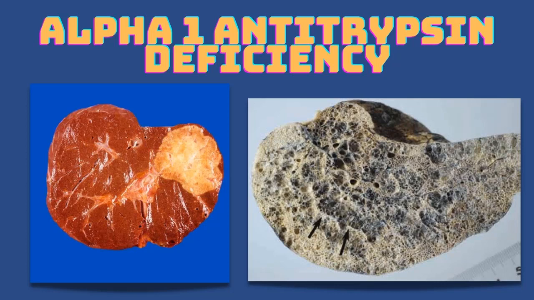Is that not a little bit analogous to what we just said about Duchenne's versus Becker's? In Duchenne's, you don't make dystrophin, and in the one that has panacinar emphysema, you don't make alpha-1 antitrypsin. Right? I mean, did I say muscular dystrophy? In Duchenne's, you don't make dystrophin, whereas in panacinar emphysema, you don't make alpha-1 antitrypsin.